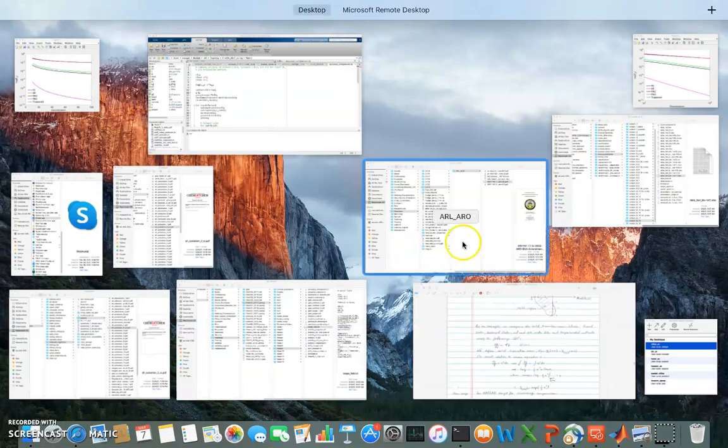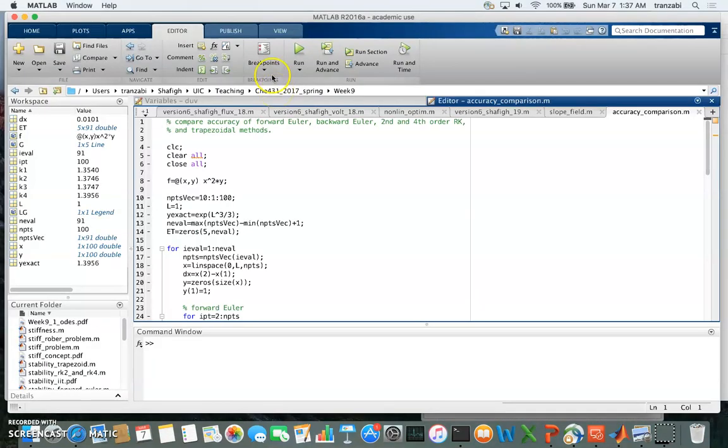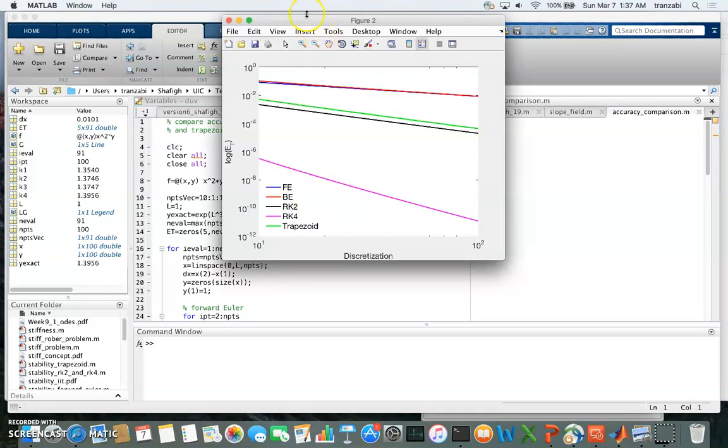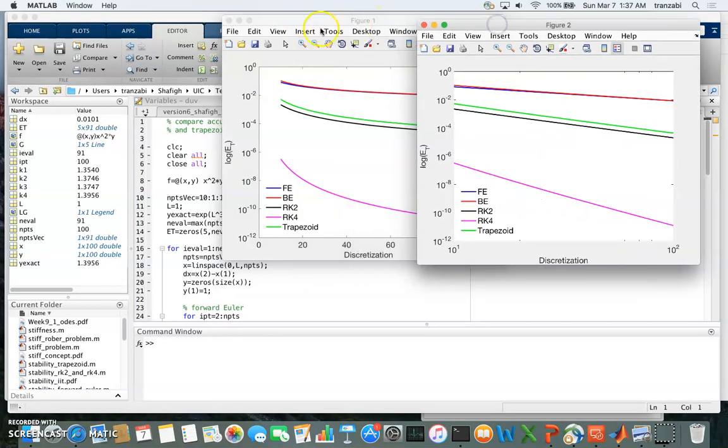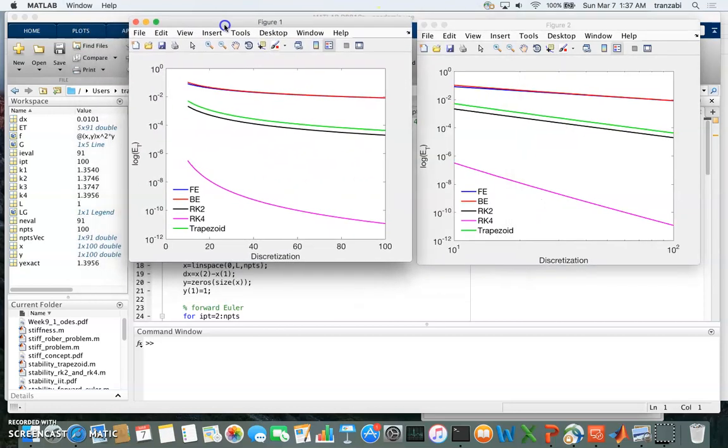Let me just show you the result first. So this is the result I was talking about. Here I'm plotting the log of the error against the number of discretization points, or you can think of it as the number of points along the domain.